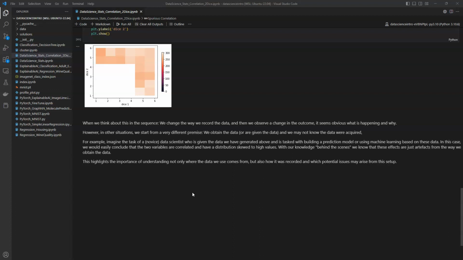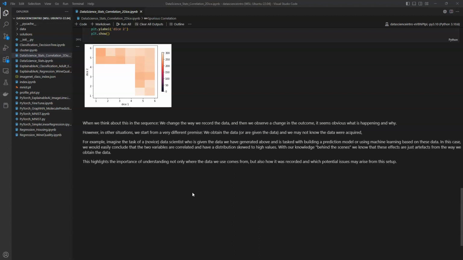So this is fairly obvious, and we understand why this is happening and how we did it. However, in most realistic situations, we start from a very different premise. We obtain the data somehow in our experiments, or maybe we are even given the data from somewhere else, and we may not know how the data were acquired, or even if we know how the data are acquired, we need to think very carefully if the process of generating this data, of measuring the data, can introduce such a spurious correlation.